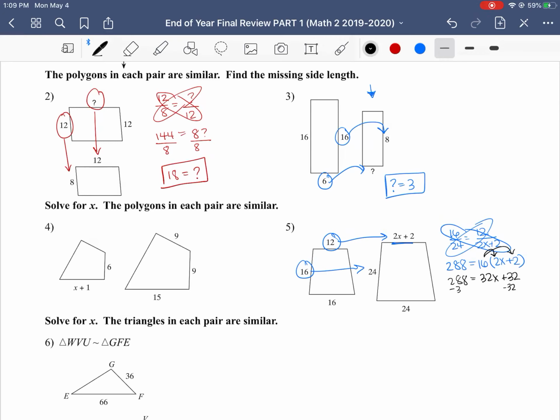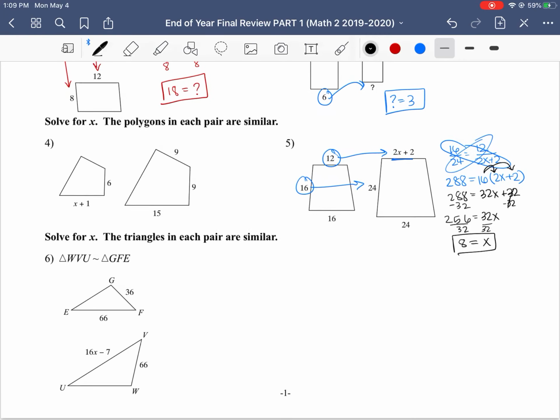So subtract the 32 over here to isolate the x. We end up with 256, it looks like. And then we take 256 and divide it by 32. And we end up with 8.